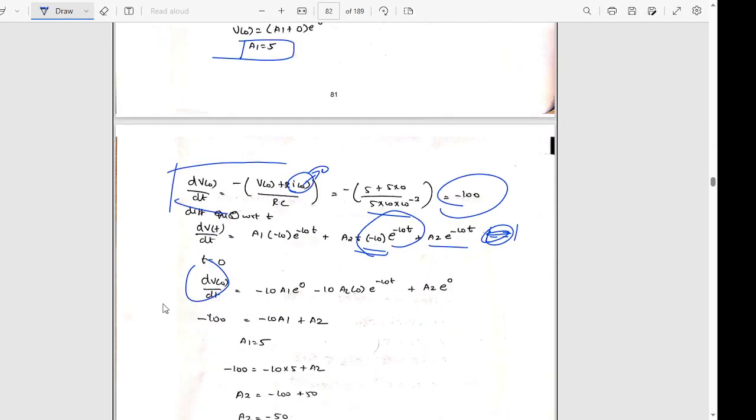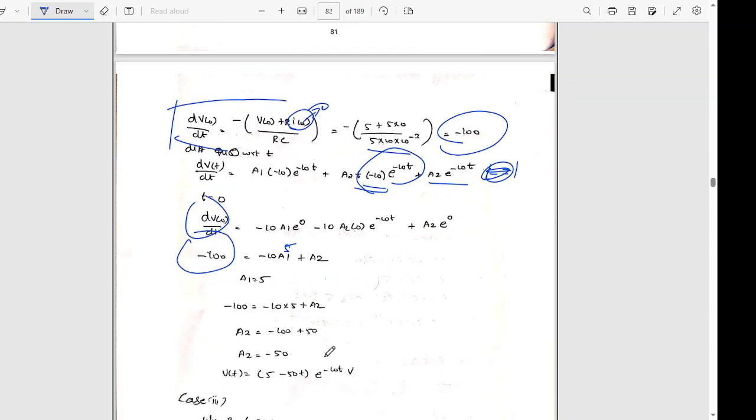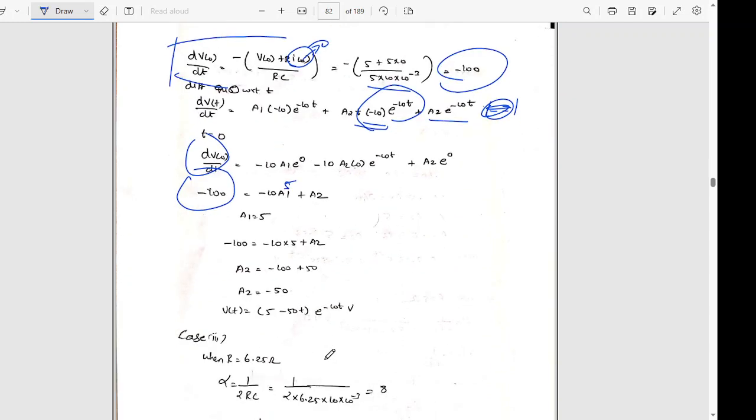Put it here. Minus 100 equals minus 10 a1, a1 is 5, so minus 10 into 5 plus a2. So a2 equals minus 100 plus 50, a2 equals minus 50. So now substitute the value: v of t equals a1 is 5, minus 50t e power minus 10t. It is the critically damped case.